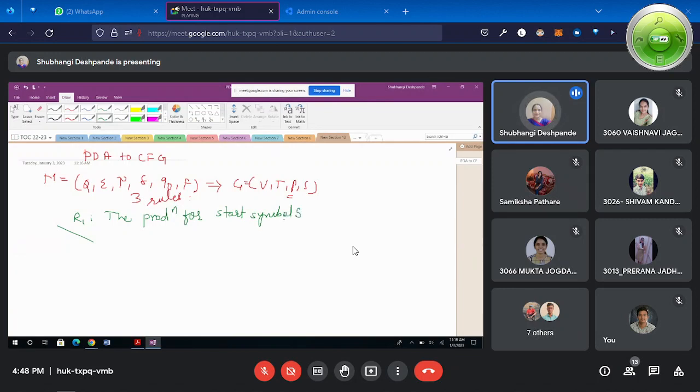For start symbols, productions are given by S, then Q0 Z0 Q, for each state in Q. What is the meaning of this? So for each starting symbol, from Q0, whatever production happens, what will be the content of the stack which will result in the next state? This Q is the next state.